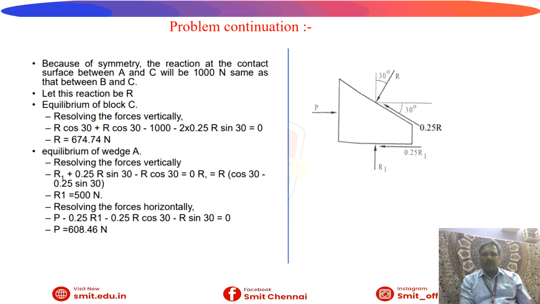Then resolve the forces horizontally along the plane. Therefore, P minus 0.25 R1 minus 0.25 R cos 30 degree minus R sin 30 degree equal to 0. Then when simplifying this relationship, you will get the force as 608.46 Newton. This is the free body diagram. For your understanding, in the last slide also I have mentioned the free body diagram. Kindly note it down.